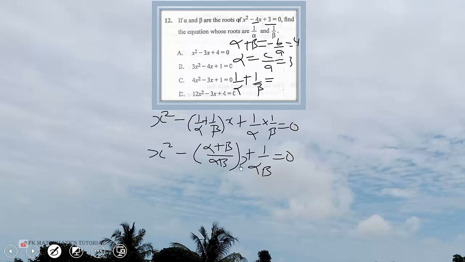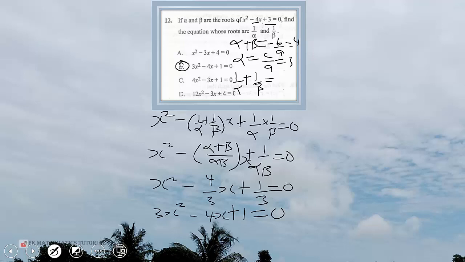So there's x here. Now we have x squared minus, alpha plus beta is 4, so 4 over alpha beta is 3, x, then plus 1 over alpha beta, which is 1 over 3. Now when you multiply through by 3, we get 3x squared minus 4x plus 1 is equal to 0. So option B is the correct answer.